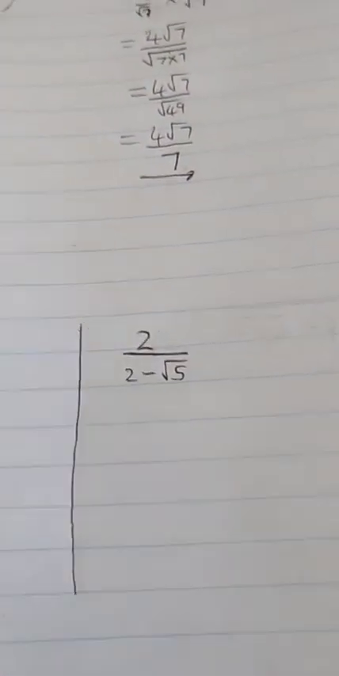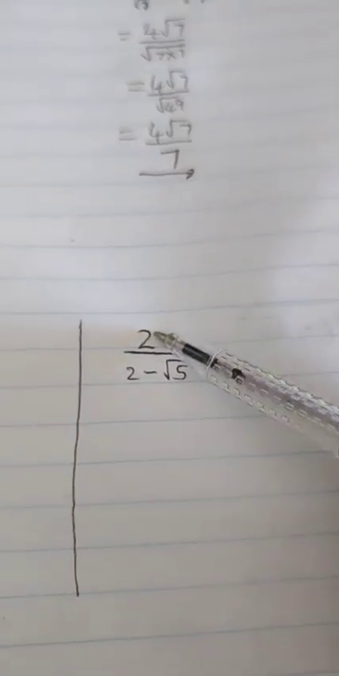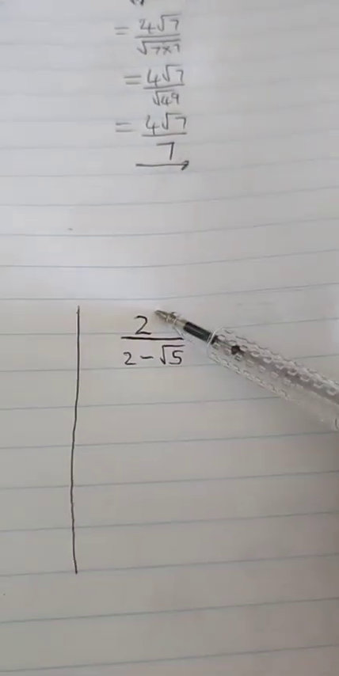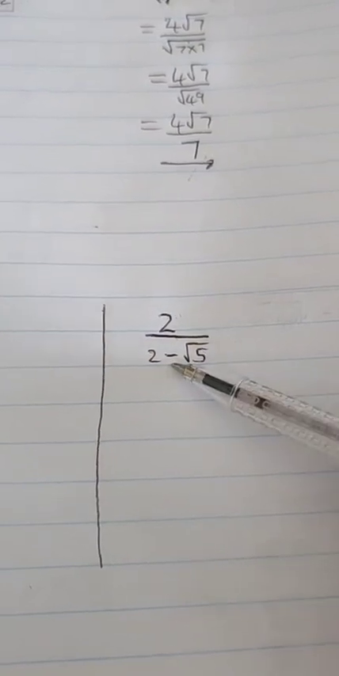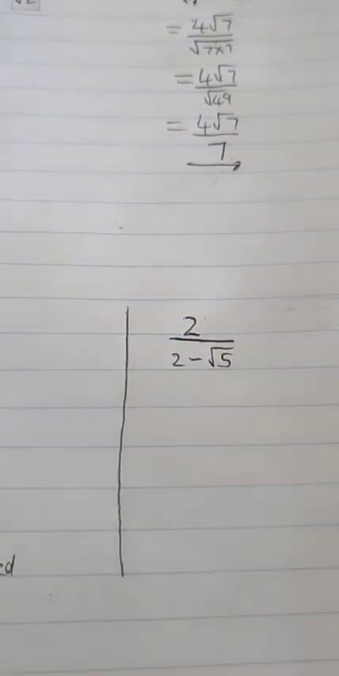Let's look at this example: 2 over 2 minus root 5. If you look at this question, you have a 2 there. There's one term in the numerator. In the denominator, there are two terms: the 2 minus the root 5. This root 5 is obviously going to be an irrational number. And if you take an irrational number that is negative and add 2 to it, the denominator is still irrational. So even though there are two terms, this all is irrational.